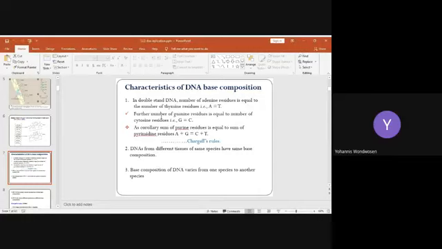Further, the number of guanine and cytosine residues should be equal for the synthesis. Later, as a corollary, the sum of the purine residues is equal to the sum of pyrimidine residues. This is the rule we saw yesterday, Chargaff's rule: adenine plus guanine is equal to cytosine plus thymine, the Chargaff's rule.